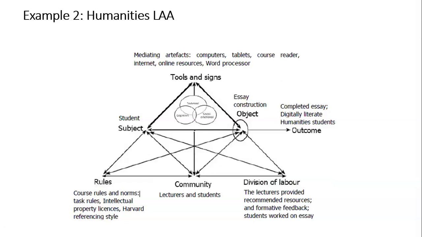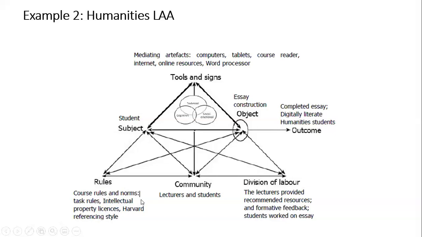Here is another example from humanities, where students have to work as individuals on an essay. So they are constructing an essay, and at the end of the day they must have completed the essay, and this will also produce digitally literate humanities students. Here the student is working individually, constructing their essay, and there are also a number of roles.